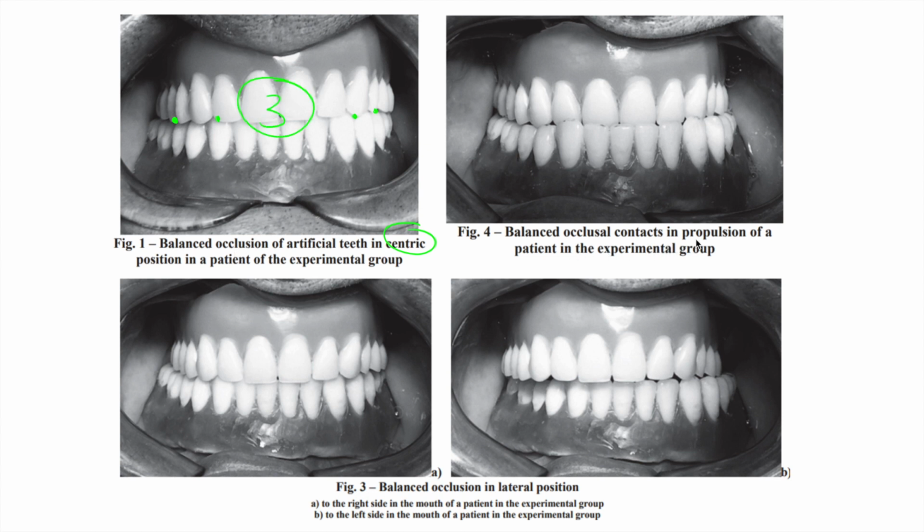Balanced occlusion contacts in propulsion of patients in the experimental group where the mandible moved forward and downward. And you'll notice that there's still contact in the posterior teeth, and then there's still contact in the anterior teeth. And that is 3-point contact minimum in protrusion.